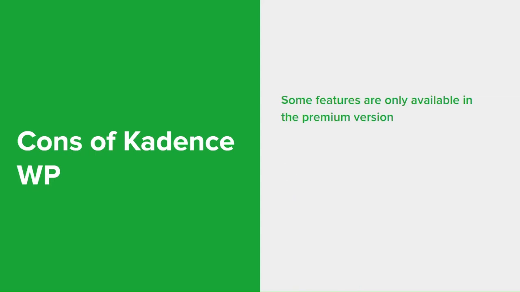Some cons of the Kadence WP theme are that some features are only available in the premium version. This is mainly the custom block templates and the WooCommerce integration as well. They're only available in the highest premium version. It can be quite complex to learn. Kadence WP has a lot of features, which can be overwhelming for beginners. The documentation is comprehensive, and there are many tutorials available online.